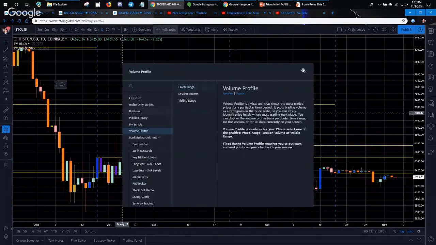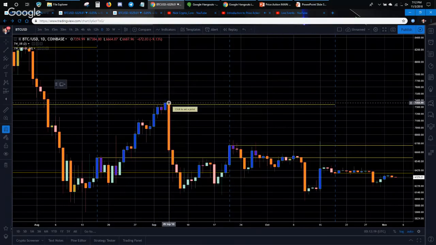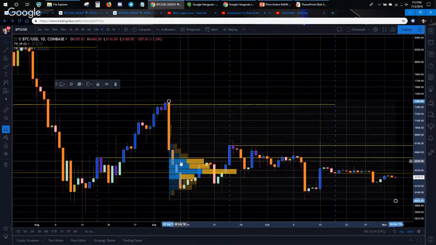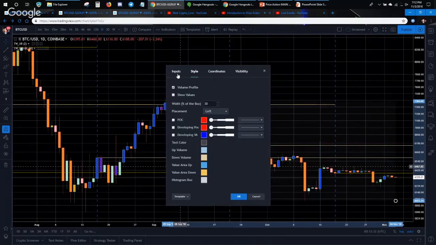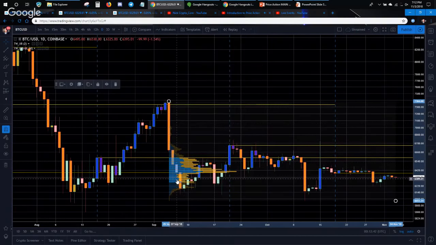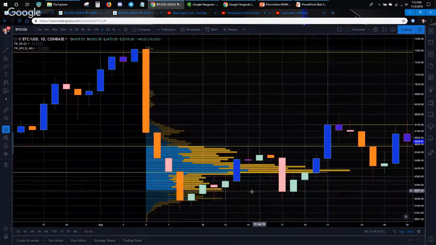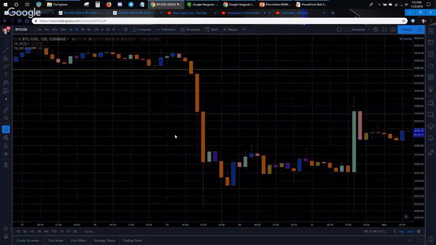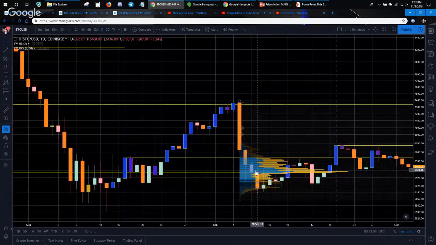You have your fixed range, which is, let's say you want to just look at this time frame to this time frame. You set your first point from where you want it to start and your ending point. Let me change my inputs here. I believe the volume profile is free for all pro accounts on TradingView. I like to place a lot of rows so that I can really get an in-depth understanding of where the support and resistance levels are. So that's your fixed range right there. You can place it from one end to the other.